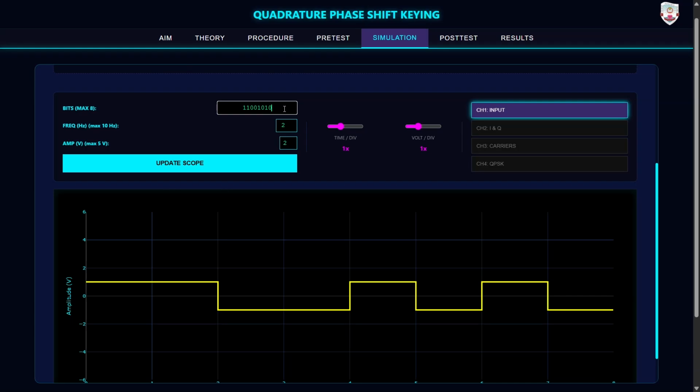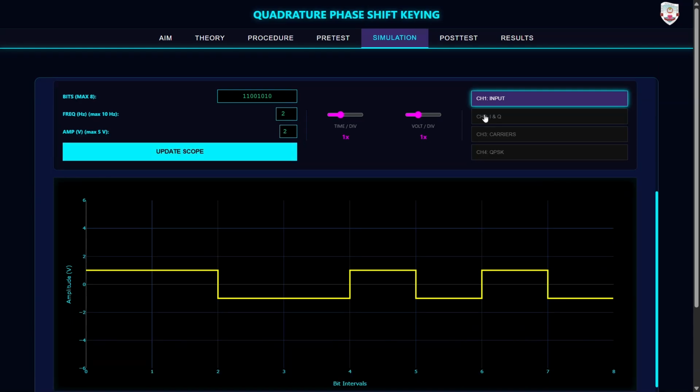For this experiment, we enter the binary sequence 11001010 in the bits field. Next, we set the carrier frequency to 2 Hz and then the signal amplitude to 2 volts.